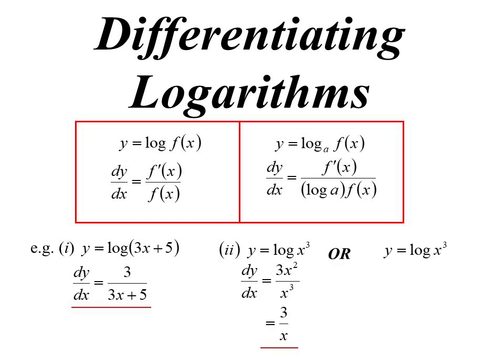We've got an alternative way of doing that using our log laws. We could pull the 3 out the front and say, well, that's 3 times log x differentiated, which is of course 1 on x, and I get the same answer. Would I bother with something as simple as that? Probably not. I'd probably just do the 3x squared on x cubed and cancel down. But there are some where it might be smarter to use our log laws.